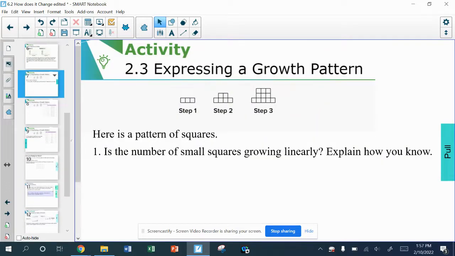Here's another pattern of growth. So this first question just says, is this a linear kind of growth? So let's just look at how many we have in each step. In step 1, I have 3 of those squares. In step 2, I've got 6 of those squares. In step 3, I've got 1, 2, 3, 4, 5, and 6 more is 11. So clearly not linear, right? It's not a constant rate of change.